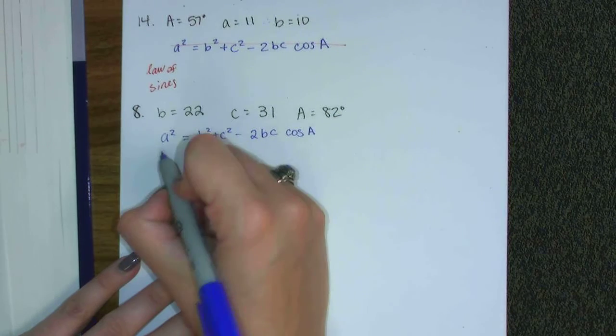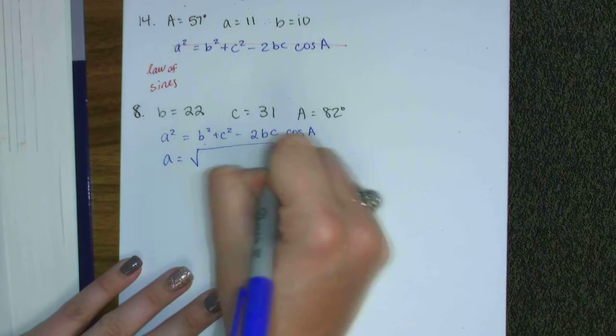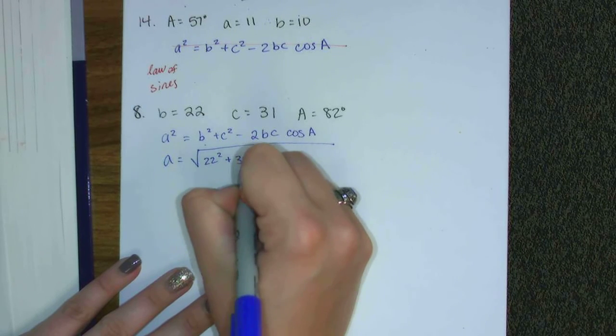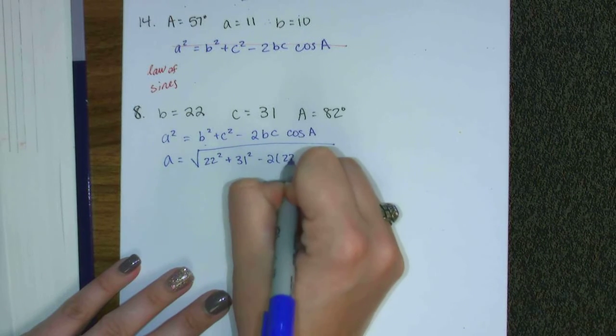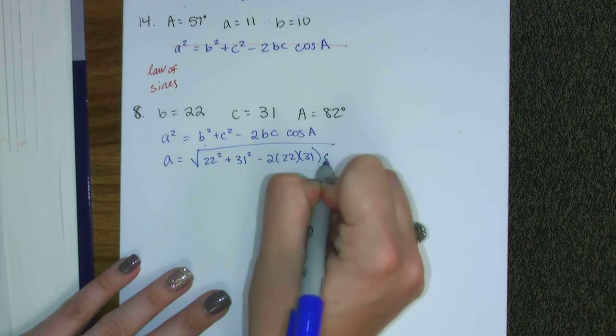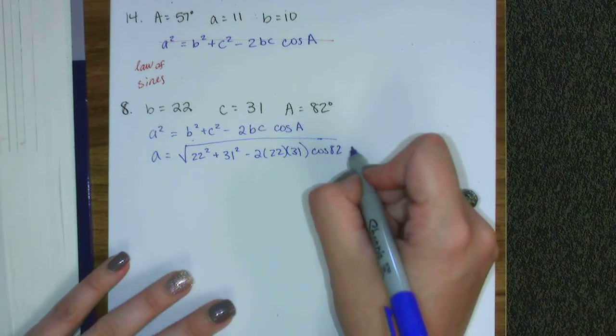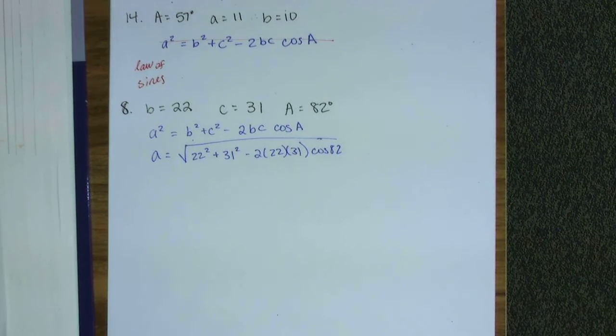So then A is equal to, I'm just going to go ahead and do the square root and then just start filling in numbers. 22 squared plus 31 squared minus 2 times 22 times 31 times the cosine of 82. And then on your calculator, you can just type it in. Just doing it off to the side. You guys can do it at the same time if you want.